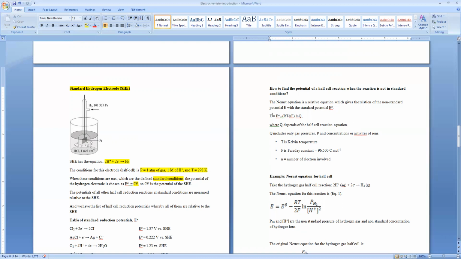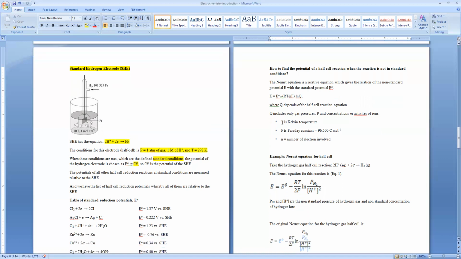So this Nernst equation is basically a relative equation. Okay, T is the Kelvin temperature, F is the Faraday constant, 96,500 coulomb per mole, and n is the number of electrons involved in the electron transfer. These are the parameters: R, T, n and F. T is the Kelvin temperature.